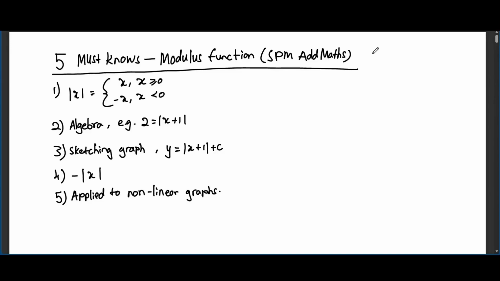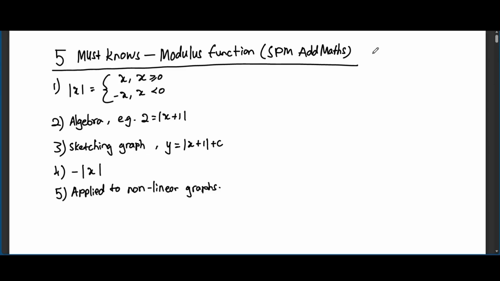Here are 5 things that you should know for modulus function that took me way too long to realize. But now I'm going to simplify it and present it to you in 30 minutes or less.